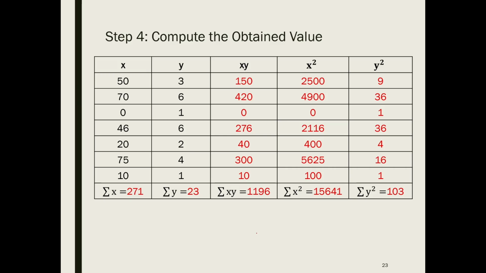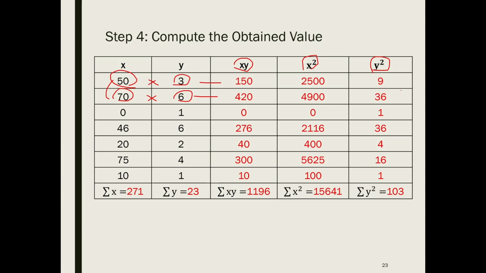So once we're done, you will see we have some information. I'm just going to talk about the first two rows. xy means x multiplied by y, 50 multiplied by 3, that's 150. X square, square the x, square the 50. Y square, square the y. Similarly, 70 multiplied by 6 is 420, and square the 70 and square the 6.